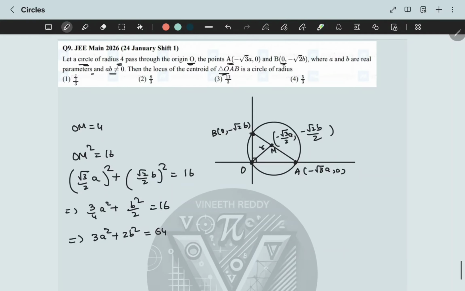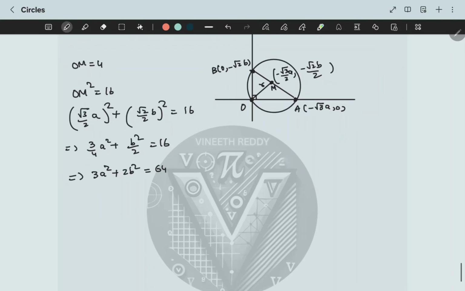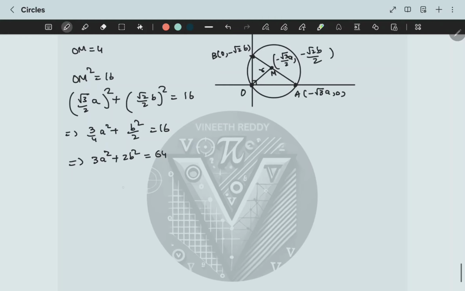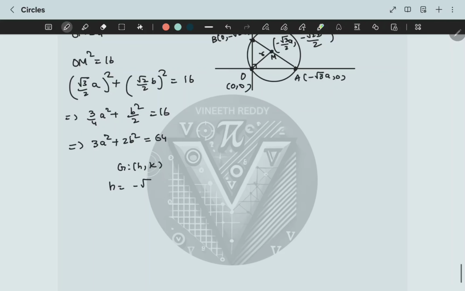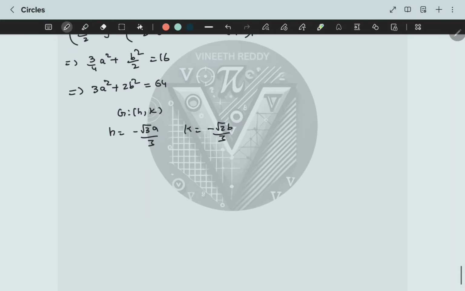So he needs the locus of the centroid of triangle OAB. Right? Yeah, so we'll do one thing. Triangle OAB, we'll take the centroid as G(h, k). So can we say h is equal to x1 plus x2 plus x3 divided by 3. So 0 plus 0 minus root 3A, so we get minus root 3A by 3. And k is equal to minus root 2B divided by 3. That's it, very simple from here.